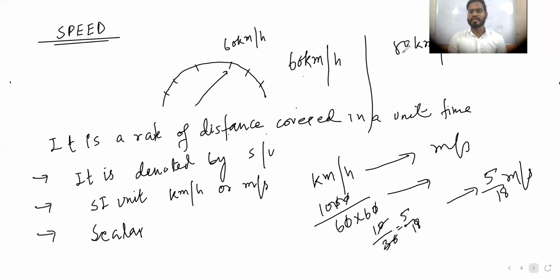Now there is a conversion from kilometer per hour to meter per second. 1 kilometer is 1000 meters, and 1 hour is 60 minutes, which is 60 times 60 seconds. So 1000 by 3600; two zeros cancel out, giving 10 by 36, which is 5 by 18 meter per second. So 1 kilometer per hour is equal to 5 by 18 meter per second. To convert kilometer per hour into meter per second, you just multiply by 5 by 18. Hope it is clear till here.